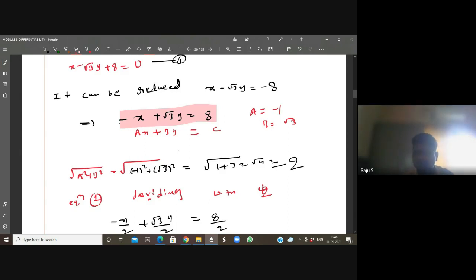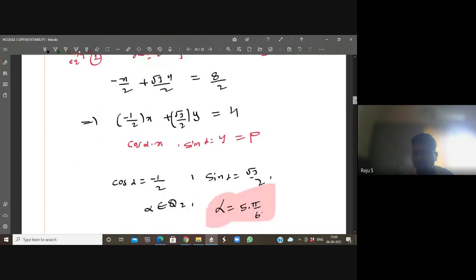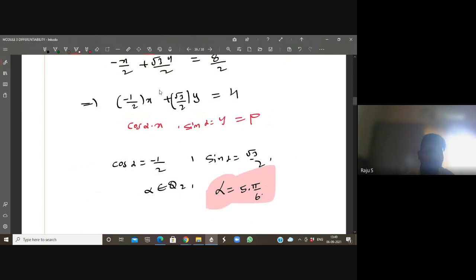Any doubts, students? After dividing, I compared with cos alpha into x plus sin alpha into y is equal to p. Then cos alpha is equal to minus 1 by 2, sin alpha is equal to plus root 3 by 2. For what value of alpha is cos negative and sin positive? Whenever it is second quadrant.